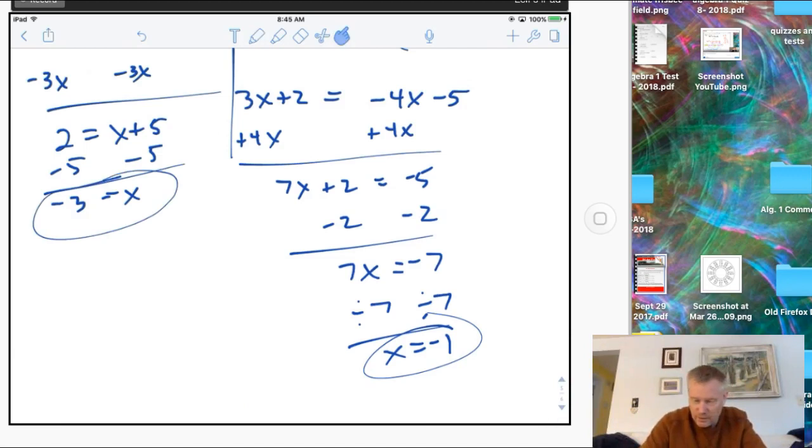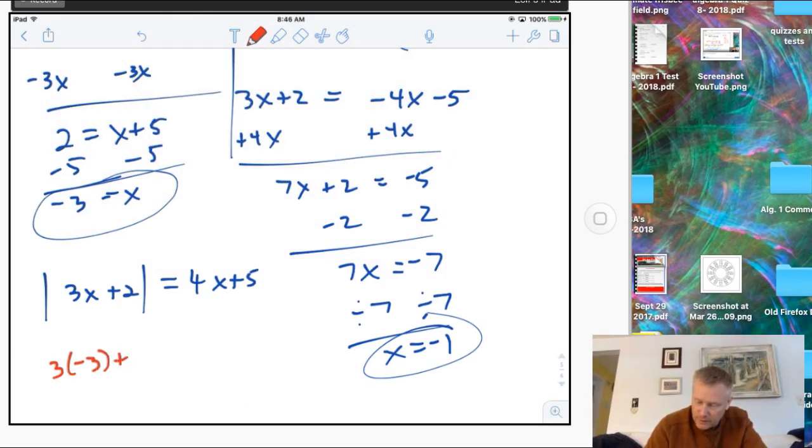Now, it's good to double check these ones, all right? Because some funny things happen when you got those variables on both sides like that. So let me just rewrite this equation for 1 minute. I got the absolute value of 3x plus 2 equals 4x plus 5. All right, now I'm going to use the negative 3 first, okay? So I got 3 times negative 3 plus 2 equals 4 times negative 3 plus 5. Okay, and what do I get when I do that?